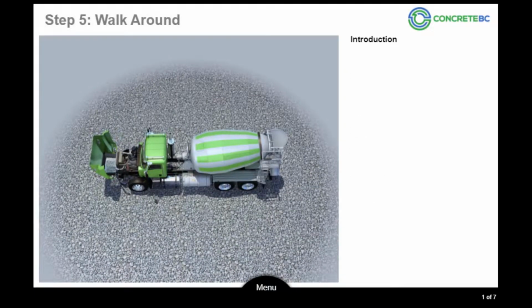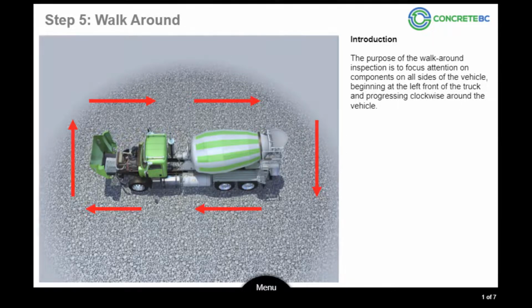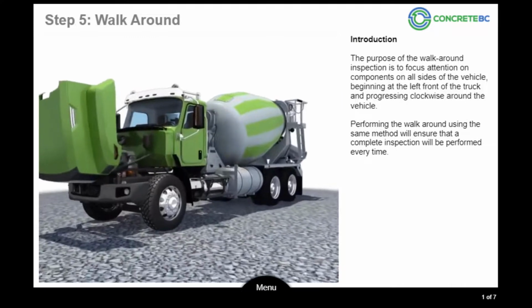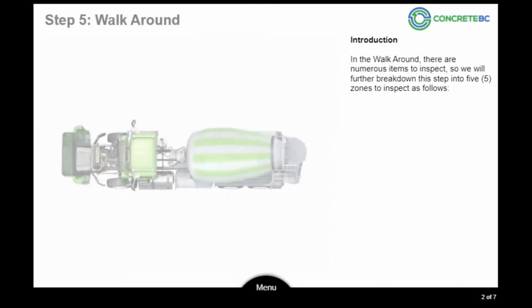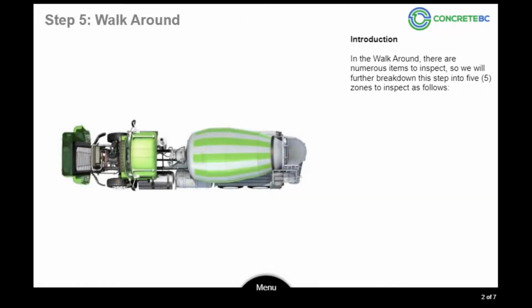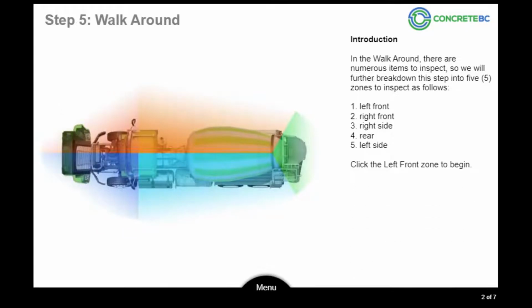Step 5. Walk-around inspection. The purpose of the walk-around inspection is to focus attention on components on all sides of the vehicle, beginning at the left front of the truck and progressing clockwise around the vehicle. Performing the walk-around using the same method will ensure that a complete inspection will be performed every time. In the walk-around, there are numerous items to inspect. Therefore, we will further break down this step into 5 zones to inspect as follows. Click the left front zone to begin.